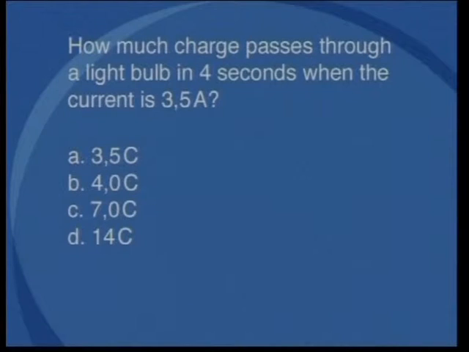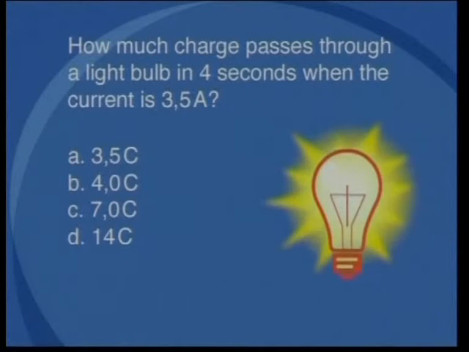How much charge passes through a light bulb in 4 seconds when the current is 3,5 amperes? Will the answer be A, 3,5 coulombs, B, 4,0 coulombs, C, 7,0 coulombs, or D, 14 coulombs? The answer here is D. Let's do the calculation together and I'll show you why.